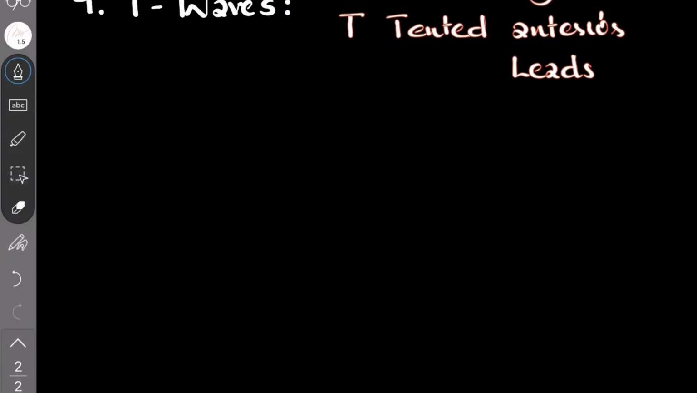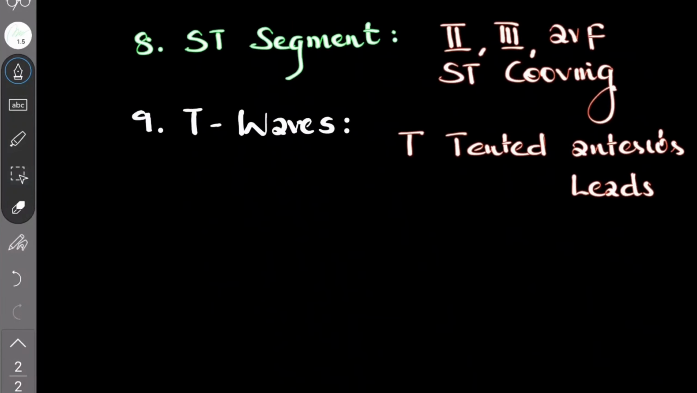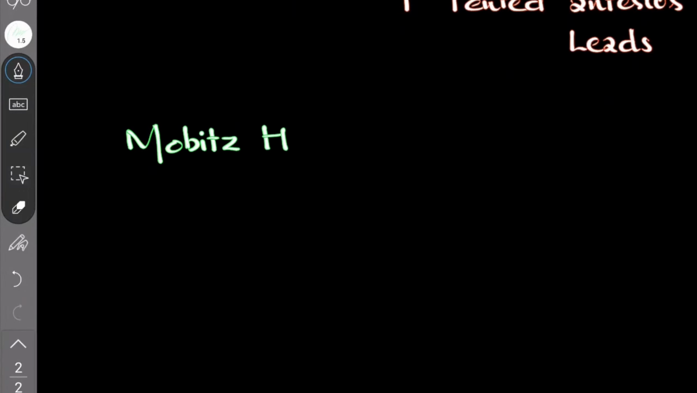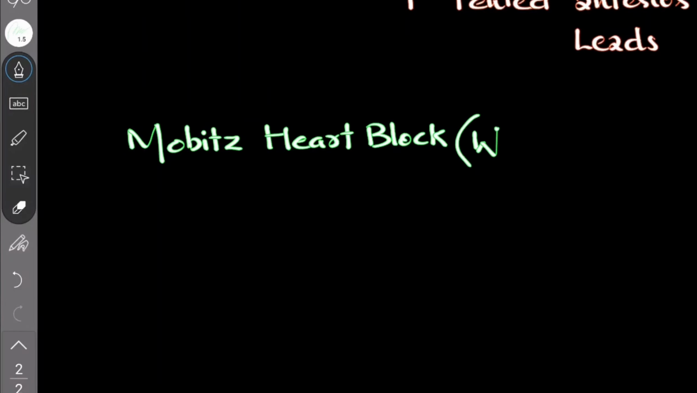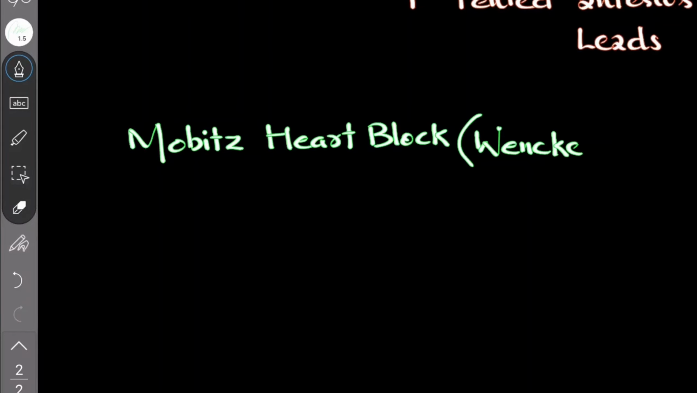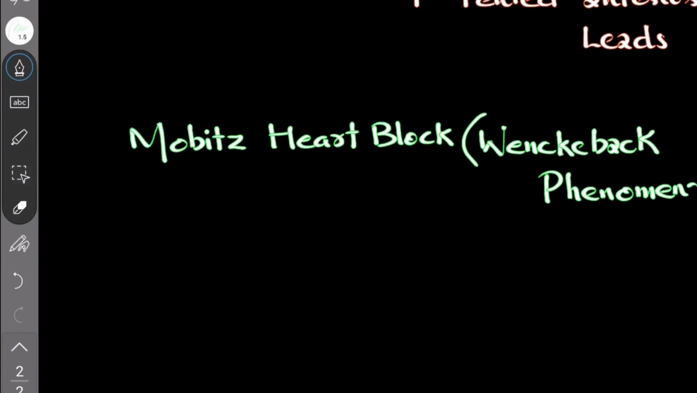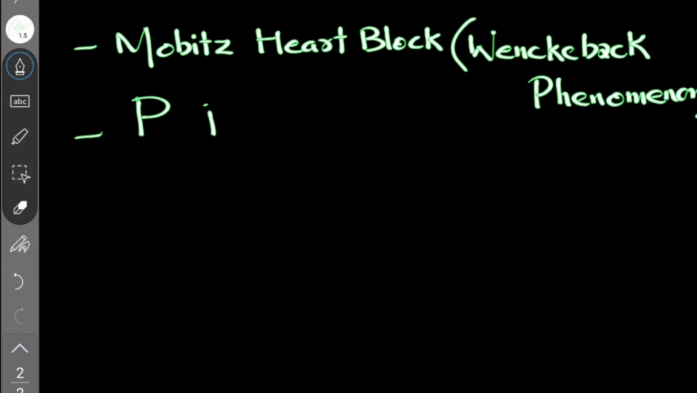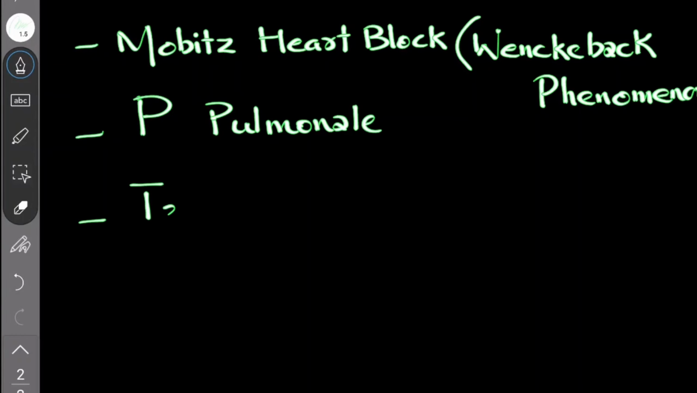So finally, what can we conclude as the diagnosis? As we know, this is a heart block, type 1 second degree, Mobitz, the Wenckebach phenomenon. Then you can see the P pulmonale wave. And you can also see tented anterior T waves.